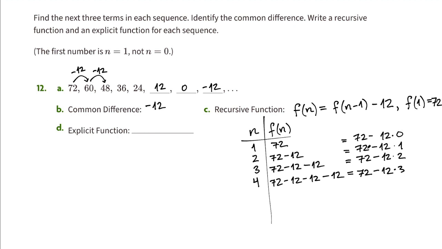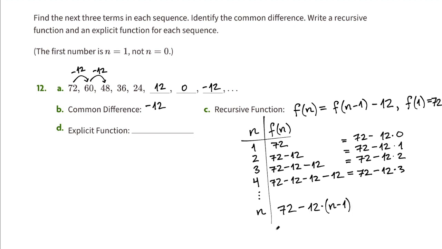Now we see this same form for each of the terms, and so we can write our formula. So for the nth term, we have 72. They all have 72. They all have minus, and then 12 times something. That something is changing, so we'll use our variable to represent it. Our variable is n over here. And we can see that these numbers over here are always 1 less than the n value. And 1 less than n is n minus 1.